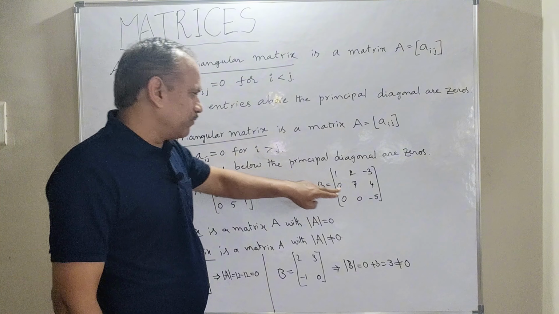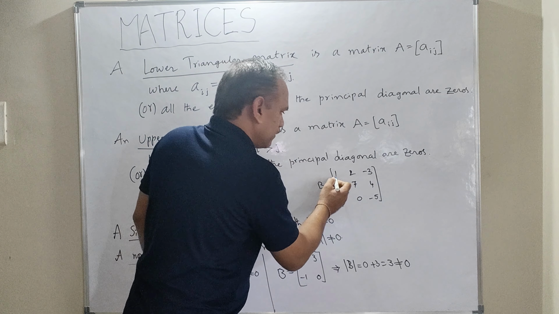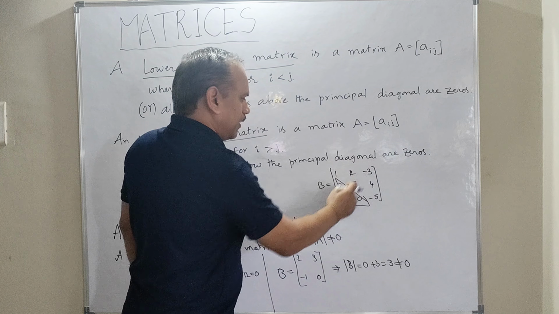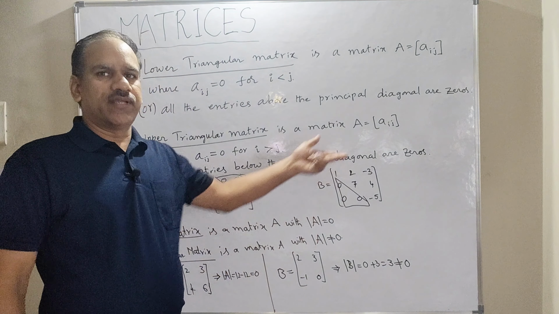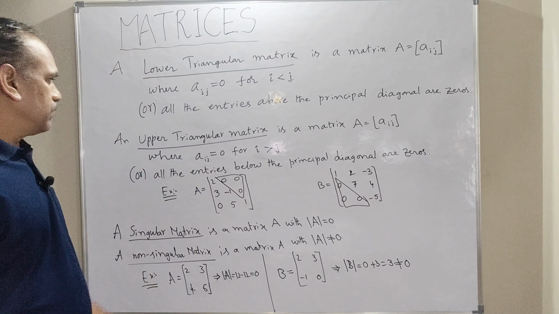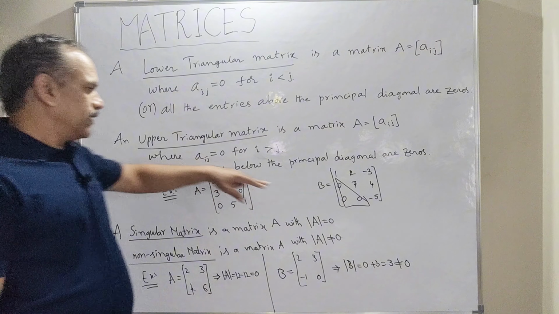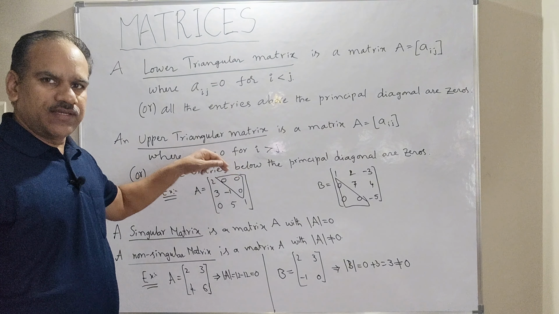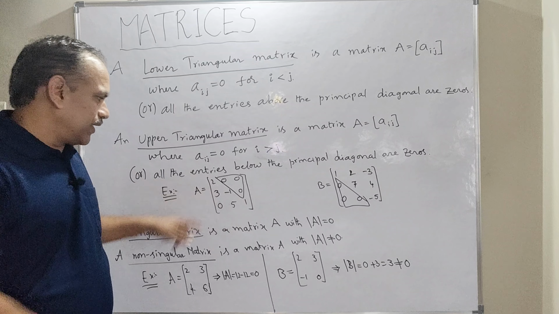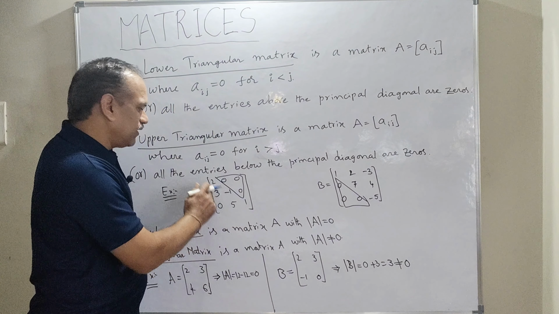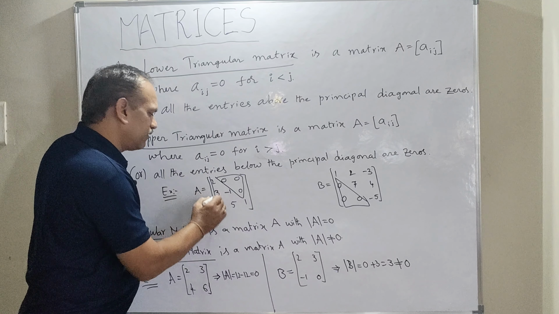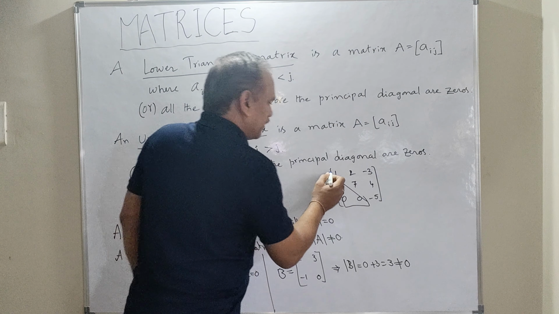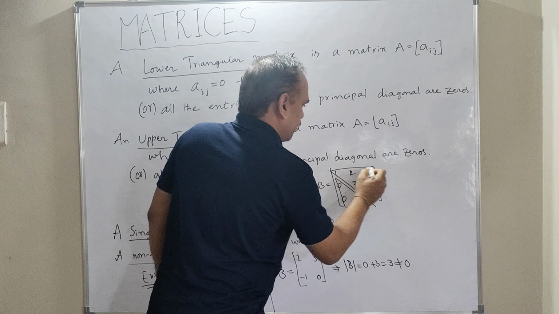If all the entries below the principal diagonal are 0, it is called an upper triangular matrix. So below the principal diagonal 0 means upper triangular. Above the principal diagonal 0 means we call it lower triangular. So the triangle is there, actually this is the triangle. Not this one, this is the triangle. This is the lower triangular matrix. This is the upper triangular matrix.